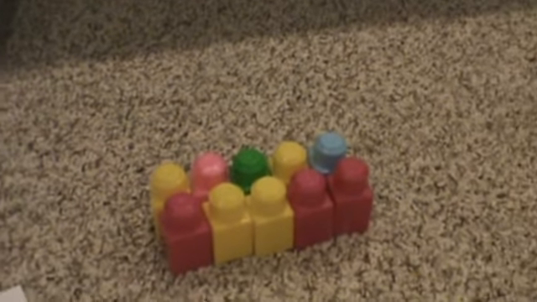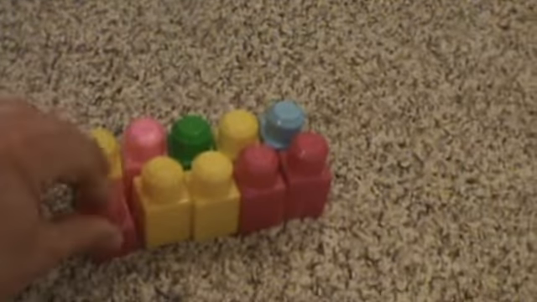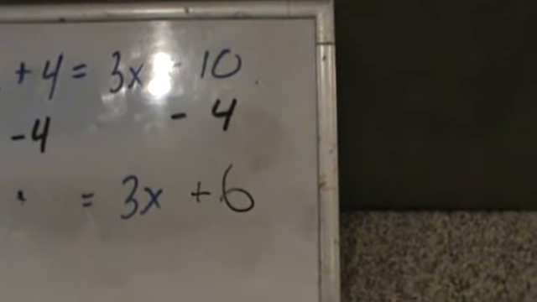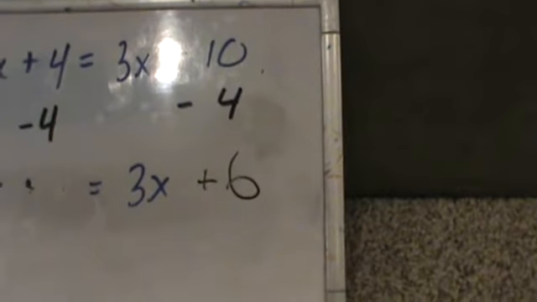So now we just have the 6x, which you can see, our pile of 6, we haven't changed. Over here, we need to make sure that we are taking away 4 just like we did on the other side. So if we take away 4, 1, 2, 3, 4. Now we are left with 6. So if we look at our board, you can see over there we subtracted the 4. Now we have 3x plus 6.